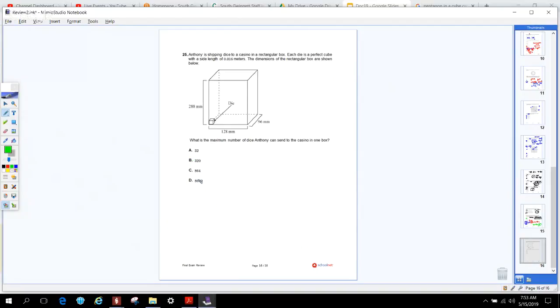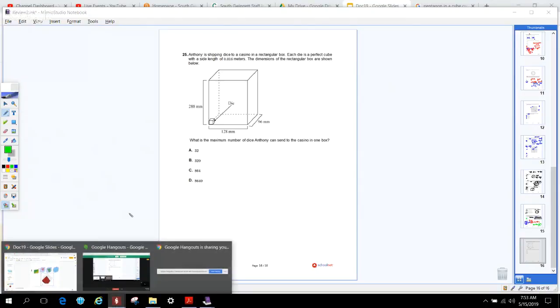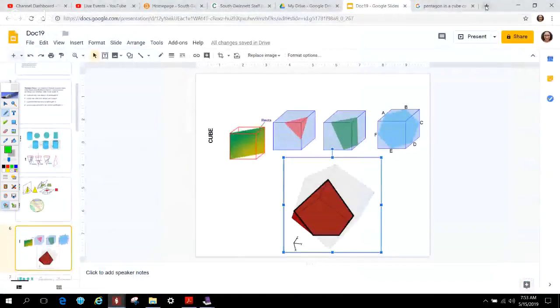Anthony is shipping dice into a casino. Why anyone put a question about gambling on here, I don't know. Each die is a perfect cube with a side length of 0.016 meters. The dimensions of the rectangle box are shown below. Okay, so I forgot we need to talk about this. Let's talk about this. Whenever we have, I'm actually going to pull it up here because I'd prefer you to see the visual.